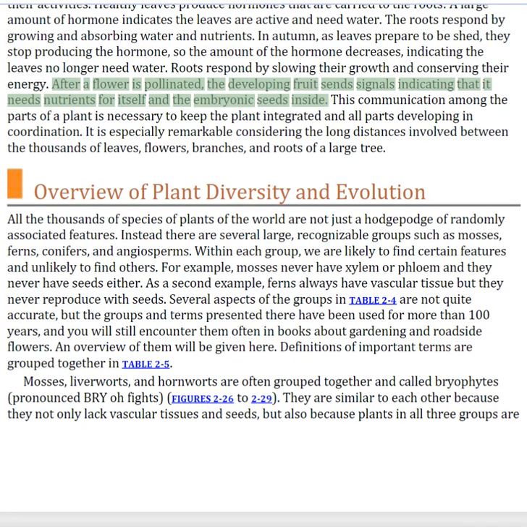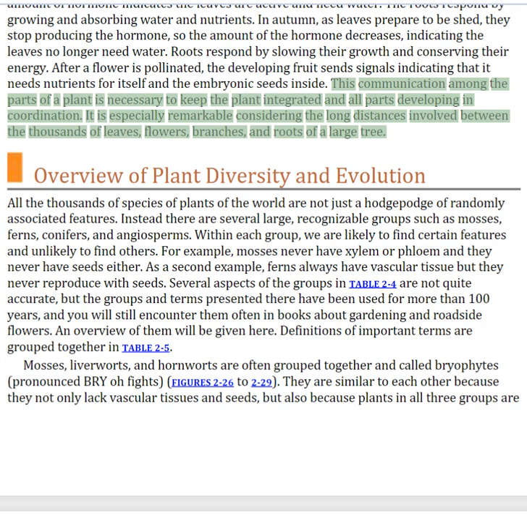After a flower is pollinated, the developing fruit sends signals indicating that it needs nutrients for itself and the embryonic seeds inside. This communication among the parts of a plant is necessary to keep the plant integrated and all parts developing in coordination. It is especially remarkable considering the long distances involved between the thousands of leaves, flowers, branches, and roots of a large tree.